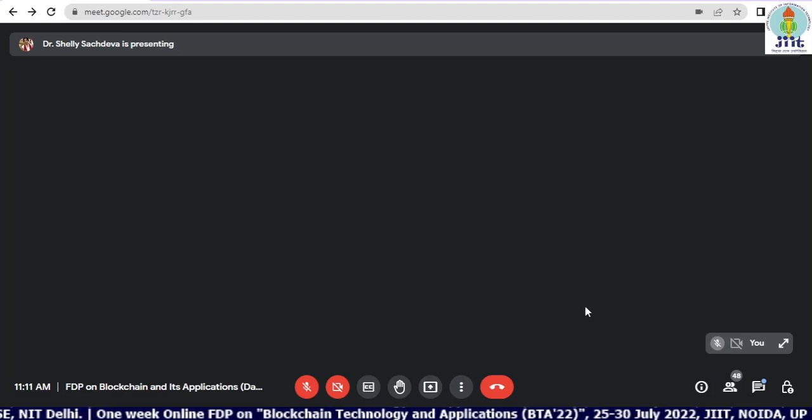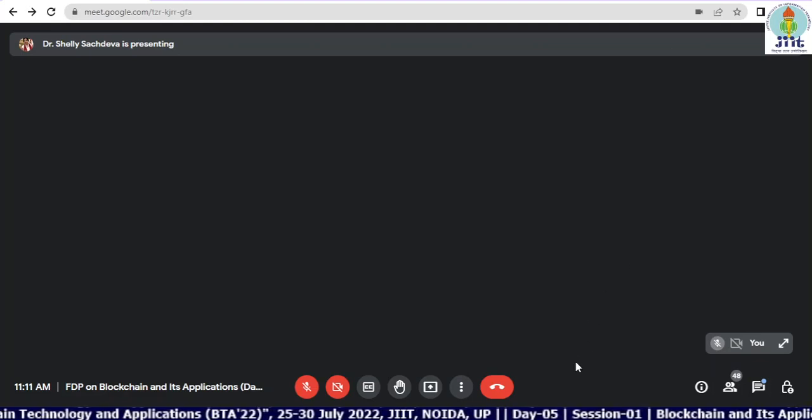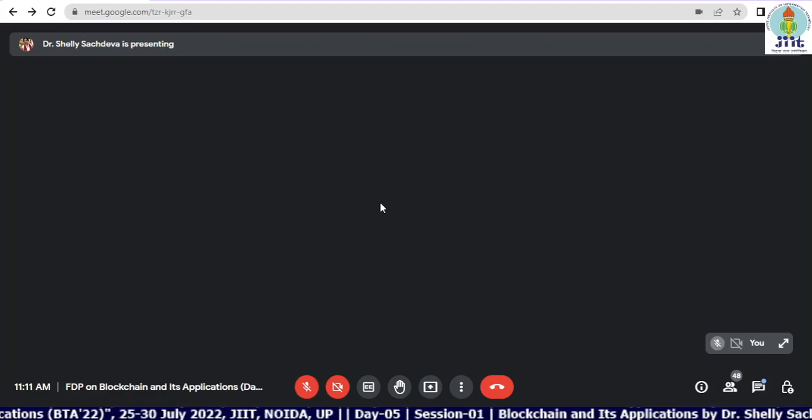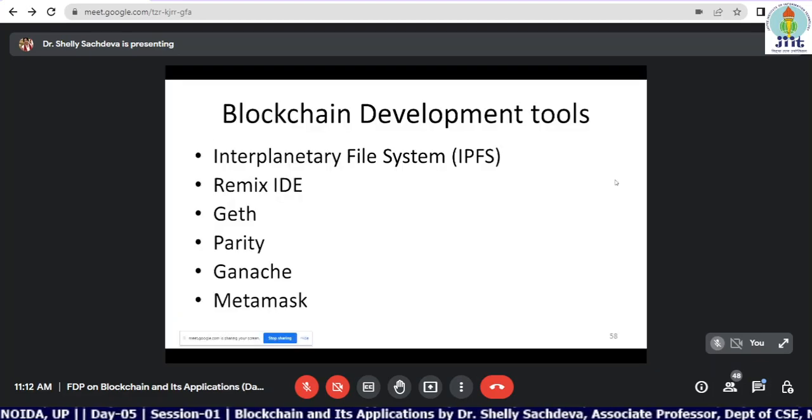So now the research question is: can we leverage the blockchain by making use of the advances in the data management field? Can we leverage the research that has been done in the data management field? These are some of the blockchain development tools that can be used: IPFS, Remix IDE, Geth, Parity, Ganache, or MetaMask. So any of the tools can be used.